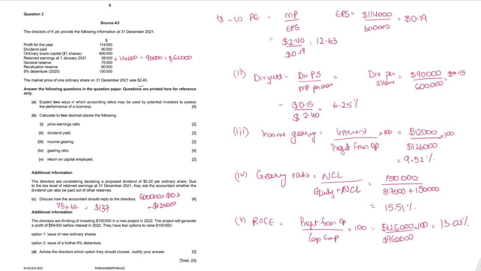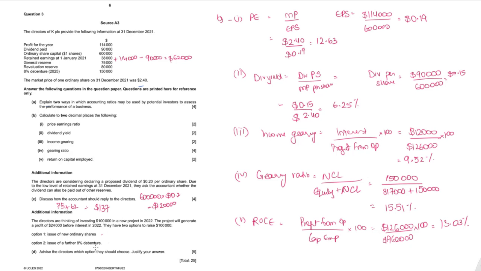Then additional information: directors are thinking of investing 100,000 in a new project. The project will generate a profit of 24,000 before interest. They have two options: to issue new ordinary shares or issue a further 8% debenture. Advise what they would choose. So you can give advantages and disadvantages. For issue of ordinary shares, the disadvantage is that there will be a dilution of ownership, but the advantage is that it's a permanent source of capital.